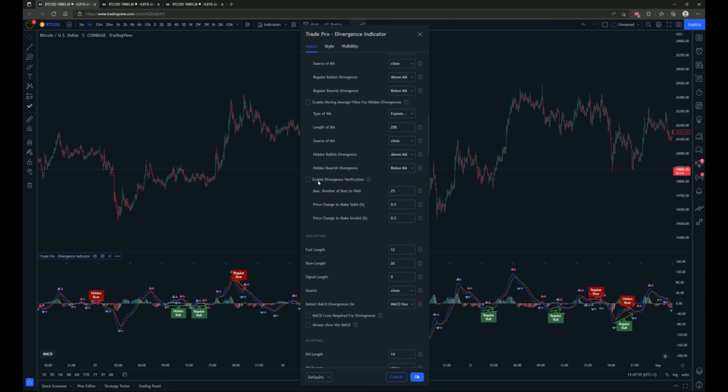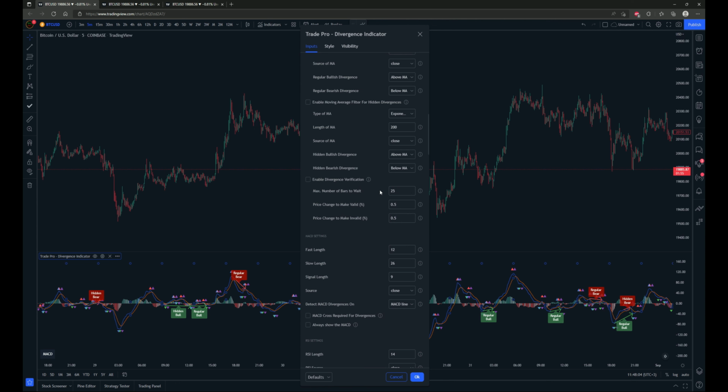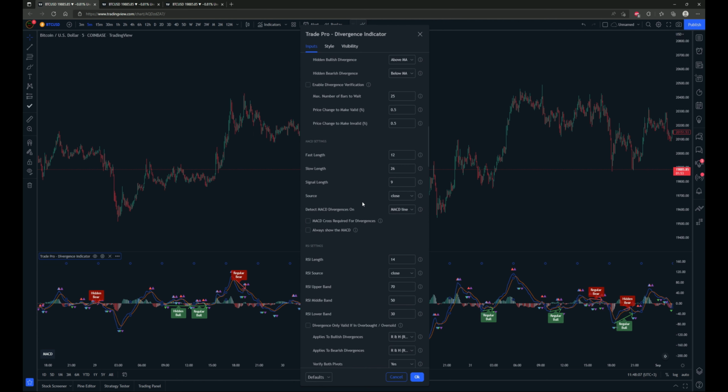Now you can also do a divergence verification. So when enabled, the indicator will verify each detected divergence and put it in the following categories, whether it's valid or invalid based on the criteria you set here. And then now we're just getting down to the actual indicators themselves.